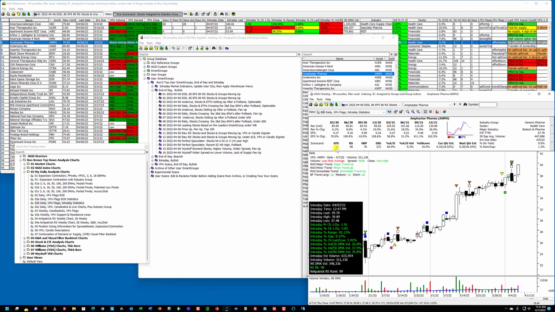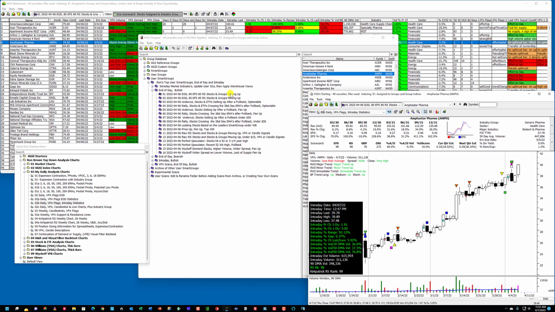It just means that the EPS rank, the earnings per share rank, has to be in the top, in this instance, 80 percentile of all stocks in the database. And you can see that this is 98. The RS has to be 80 or above, and it's 98 here. And you can see this is a very strong stock.